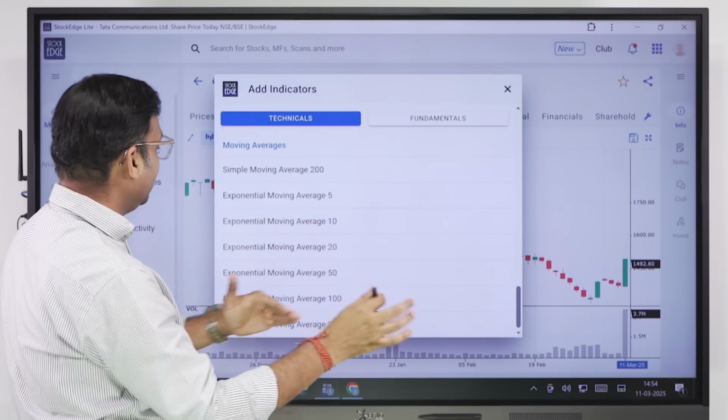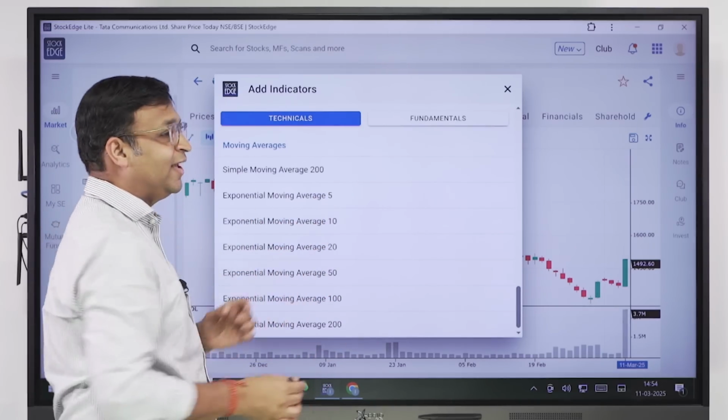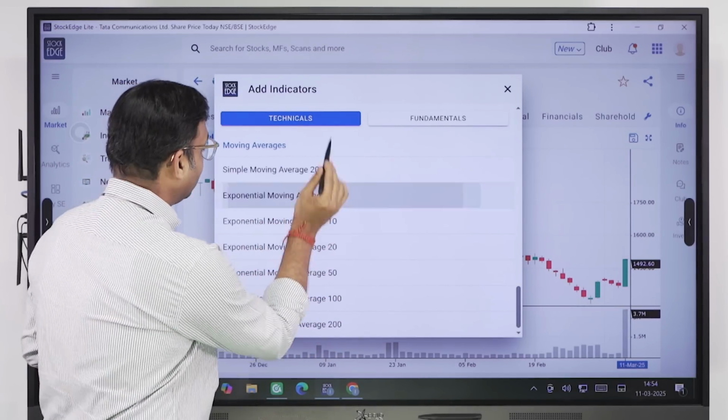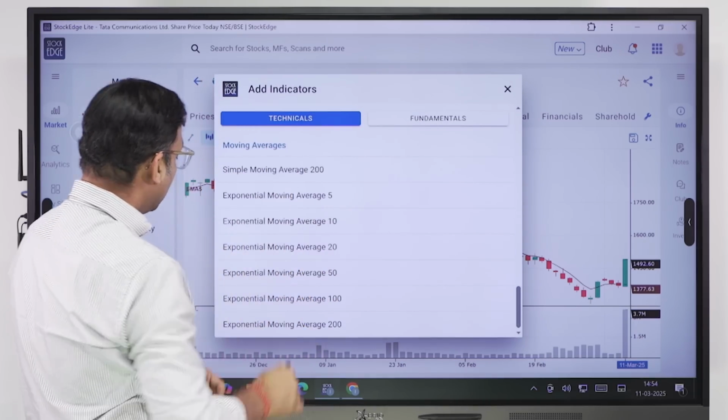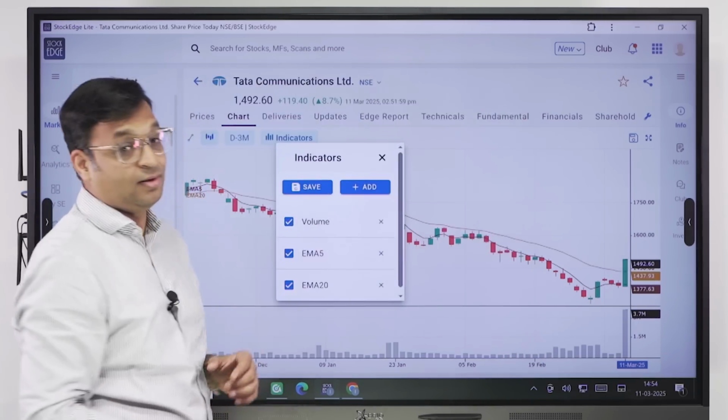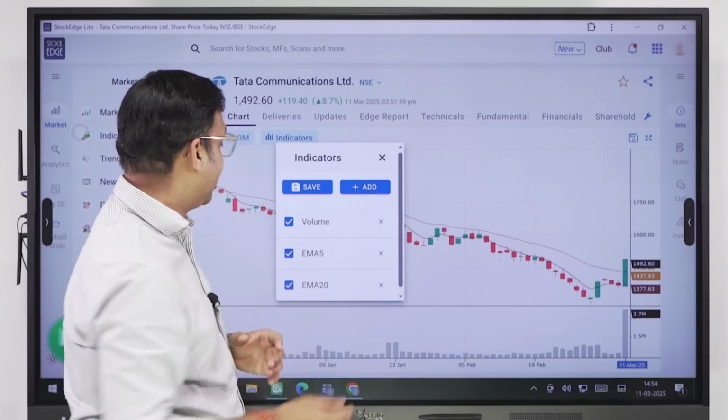Let's try to add 3 and see where we go. So 5-day is 1 week, okay? Let's add 5-day. Now let's go again. Let's add one more. 20-day is technically 1 month because there are 20 trading days, right?